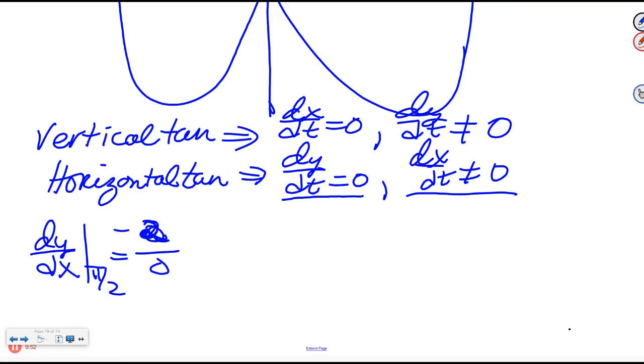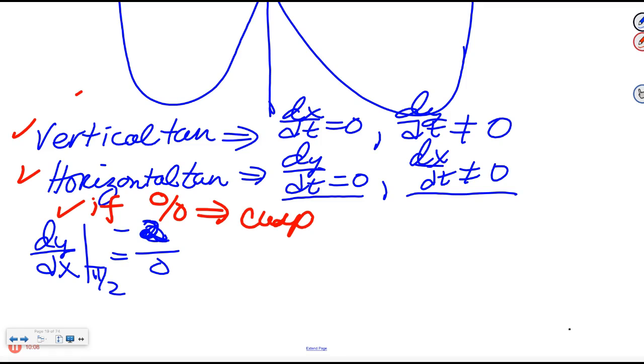Anyway, we'll write that on here. Write this: if 0 over 0, this implies a cusp. So I want you to know the difference between these three. If you get a 0 for dy/dt, it means it's not moving left or right.